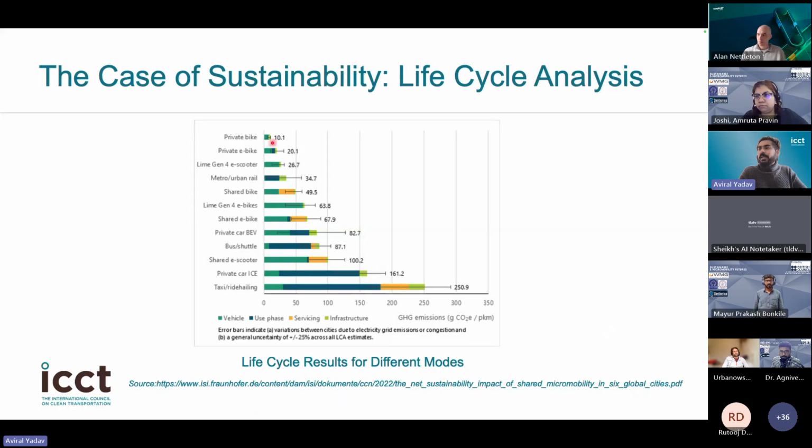Private bike, nothing compares to that. The second most green was the private electric bike. And then there were e-scooters. Then you had railway, and shared bike, because you need a lot of infrastructure. Because of that infrastructure, the emissions increase. That's why whenever we have shared bikes or e-bikes, they are a little bit on the higher side, but still relatively less than a bus, shuttle, or private cars or taxi ride hailing. So that was on an individual basis.